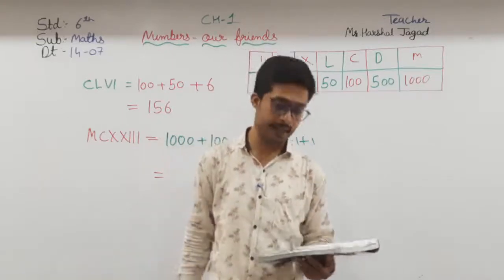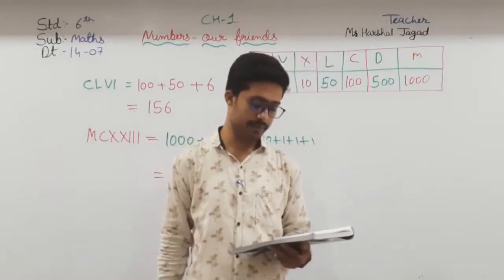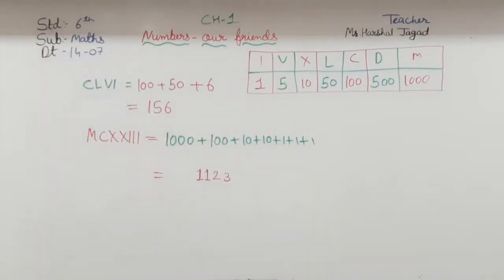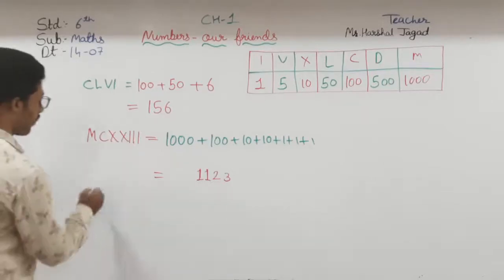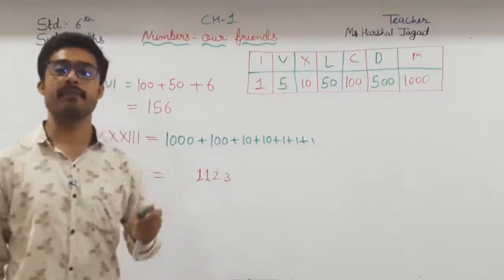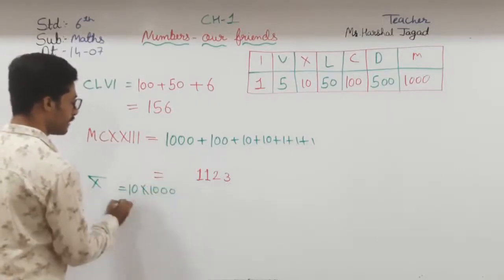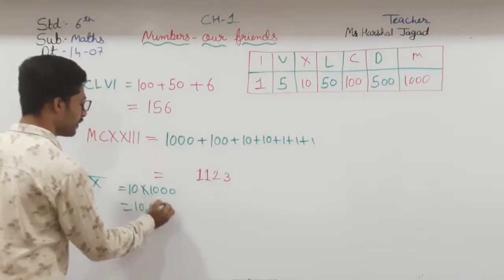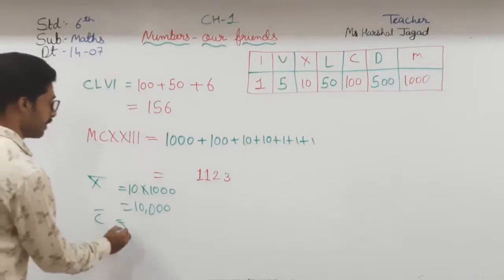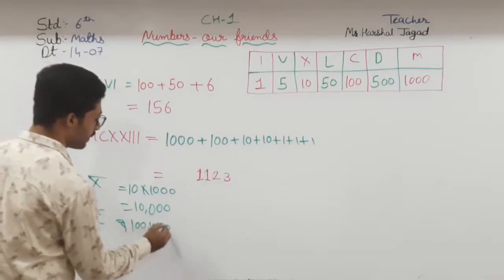And rule number 8, that is, a bar over any numeral means the numeral is multiplied by 1000. So here rule number 8 says that if there is a bar over any Roman number, then it is multiplied by 1000. So here it is 10 into 1000, that is 10,000. If I say C bar, then it is 100 into 1000, that is 100,000.